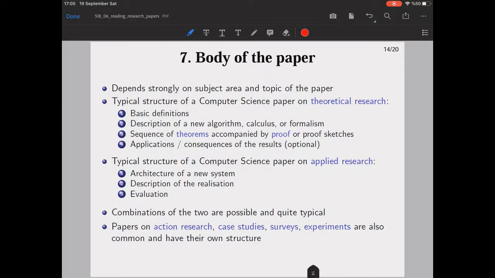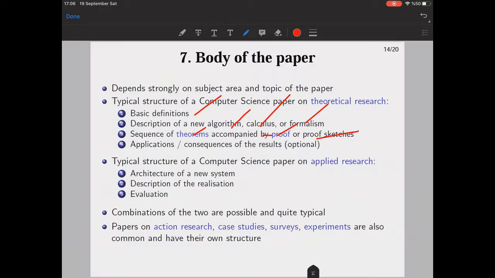The body of the paper is, of course, what you have done. It's the core. It depends strongly on the subject area and topic of the paper. The typical structure of a computer science paper on theoretical research, for example, has these parts: basic definitions, description of a new algorithm or calculus or formalism, a sequence of theorems accompanied by proofs or proof sketches, and applications, consequences of the results. This can either take place or not. It's optional.